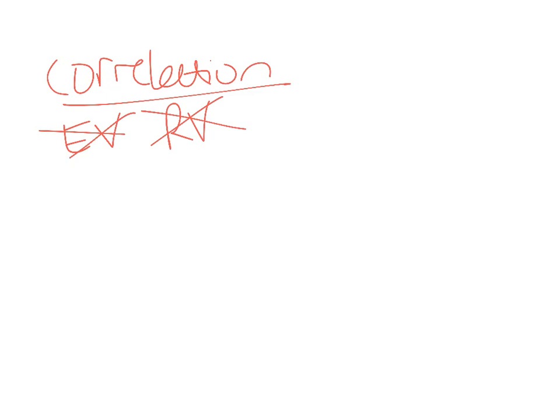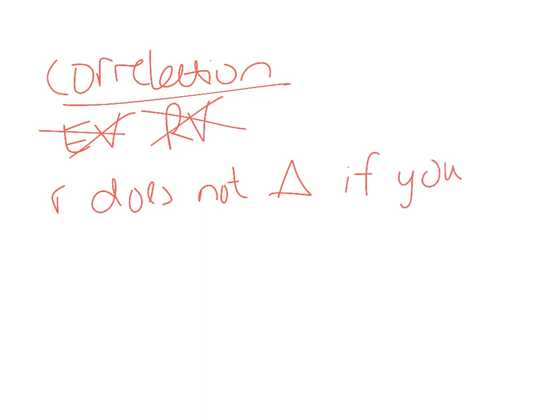Because when you find the correlation using z-scores, your R does not change if you change your units of measurement on the X or the Y. Your R won't change because you're using z-scores to do that.